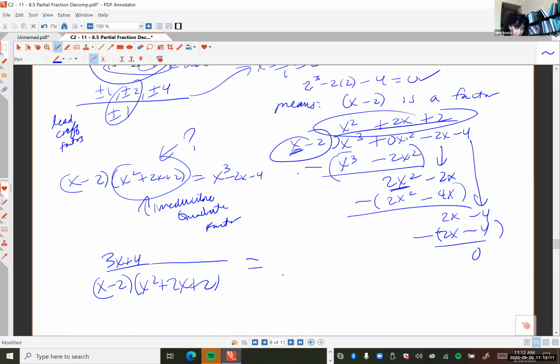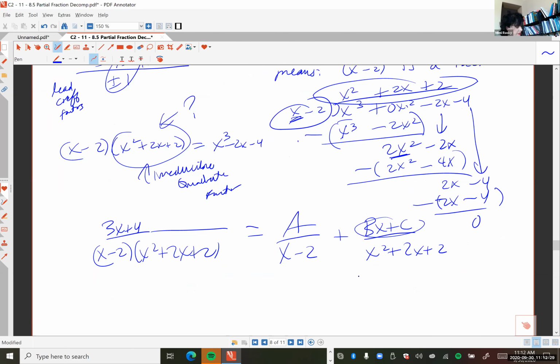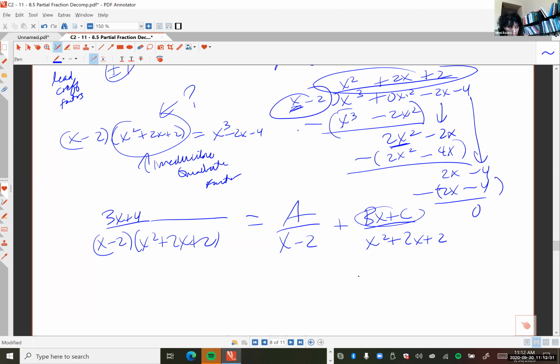So this one is going to have 2. The first one is just for the linear factor of x minus 2, and the second one is going to be the irreducible quadratic's partial fraction. And there's your mess right there. So I'm going to show you the coefficients technique.